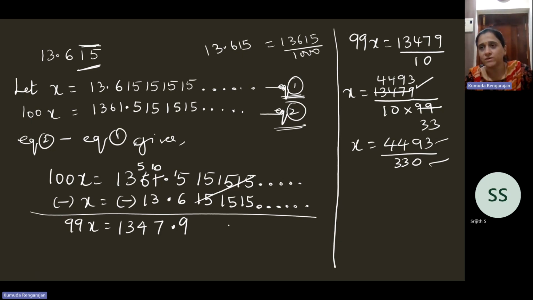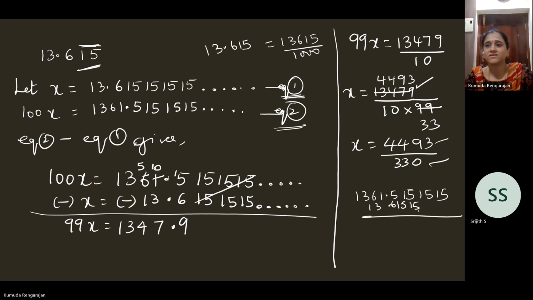Write the two equations one below the other and subtract. Place the decimal point in a column, and make sure that below every digit there's only one digit. Don't write it clumsily, like 1 5 1, and then not place the digits properly, like 13 point 6 1 5 1 5. You'll go wrong. Place the digits carefully one below the other.